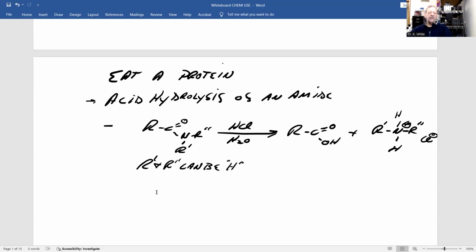So how do you describe with words and a general reaction what happens when you eat a protein? That's acid hydrolysis of an amide. And the general reaction is an amide plus HCl and water gives you the carboxylic acid you would have used to make that amide plus the amine salt of the amine that you would have used to make that amide.